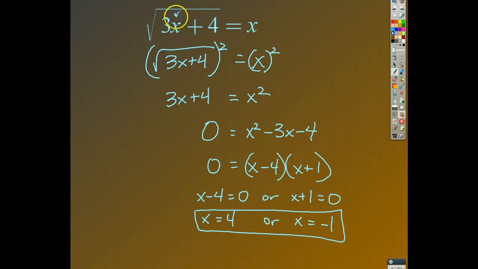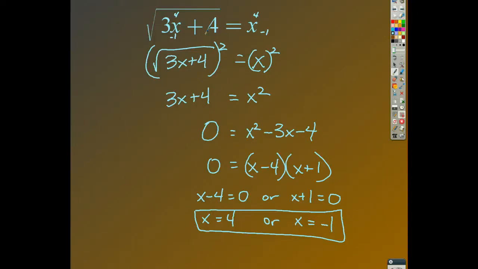Let's see. 3 times 4 is 12. 12 plus 4 is 16. Square root of 16 is 4. So that works, okay? And then what happens if I plug in negative 1? Okay, I get 3 times negative 1 is negative 3, plus 4 is 1. The square root of 1 is not negative 1.